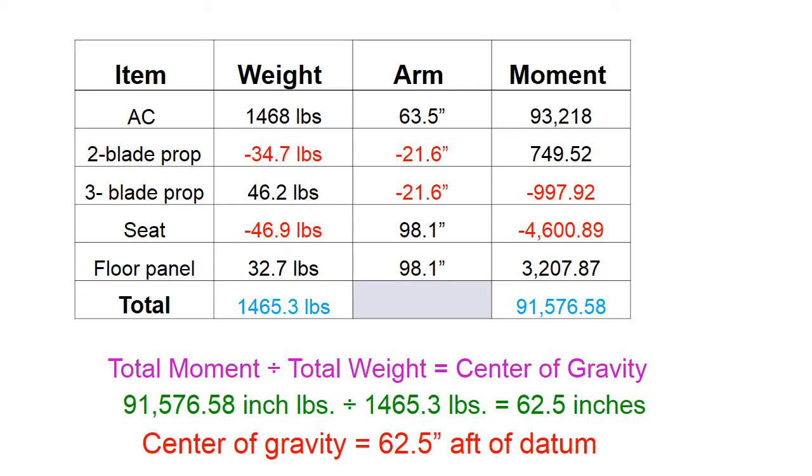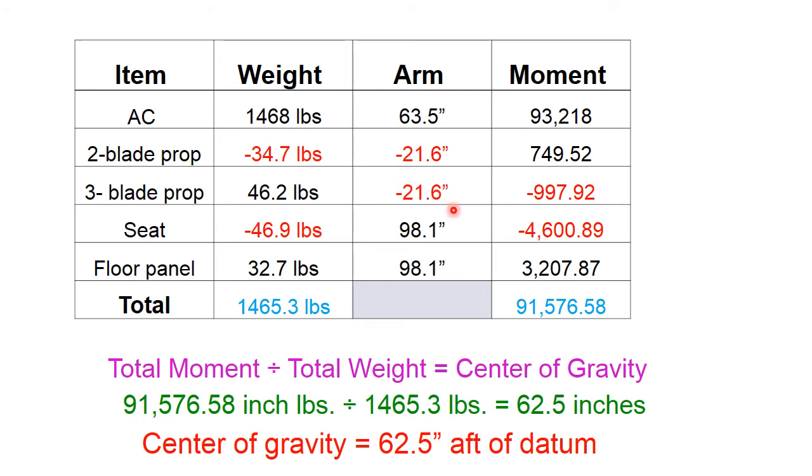Again, we will utilize our item, weight, arm, and moment chart in making these calculations, and we will start again by listing the items involved. First, our aircraft, the two-blade prop that is being removed, the three-blade prop that is being installed, the seat that is being removed, and the floor panel that is being installed. Then we will input the weight and arm that corresponds to each item.